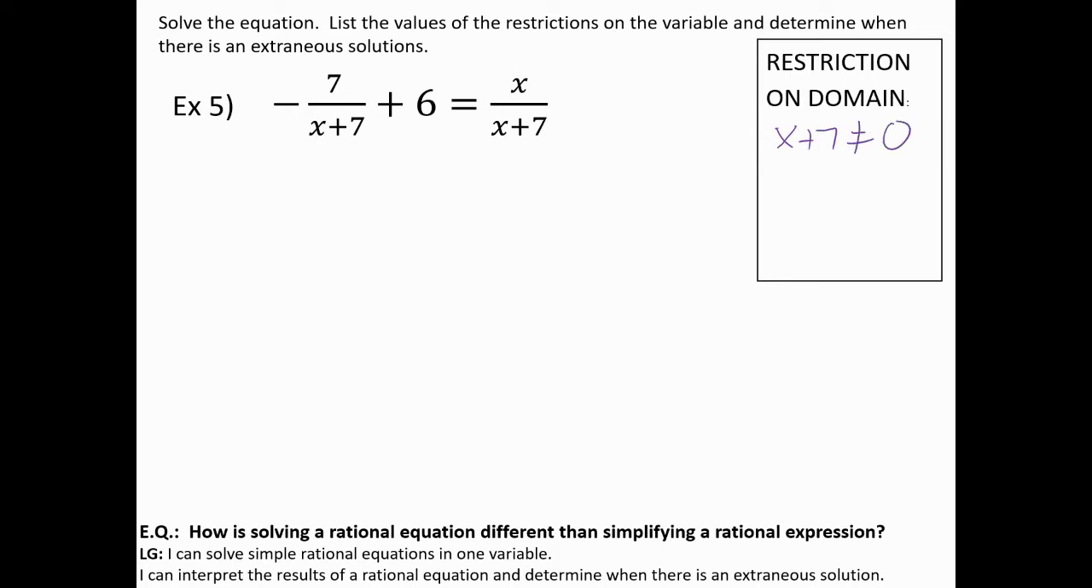So obviously, you're going to set it equal to 0 and solve. So we would subtract 7 from each side. So x cannot equal -7.